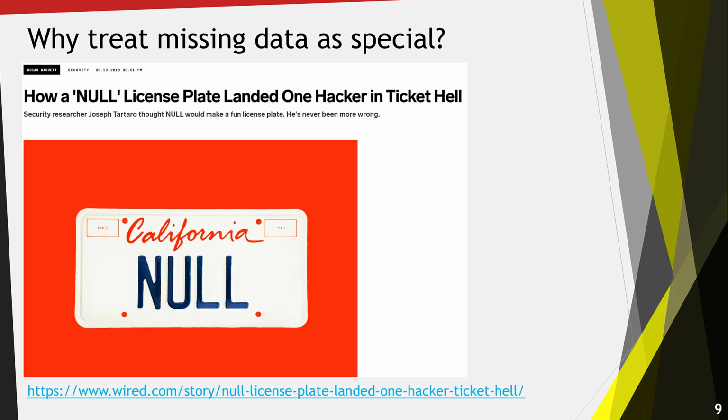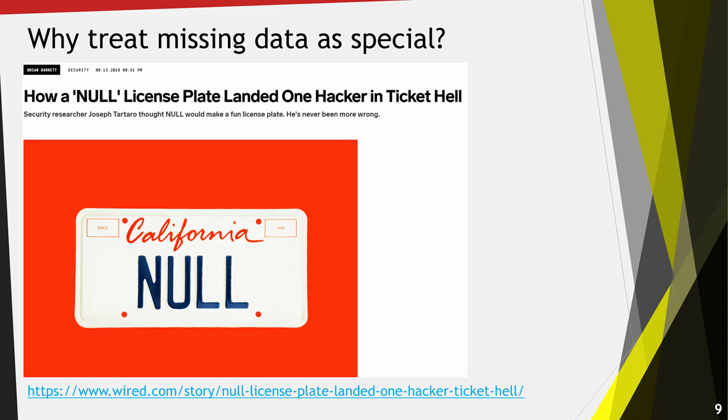As one example, there was an article in Wired a couple of years ago about how someone decided to make their California license plate the custom plate null, N-U-L-L. It turns out null is a special value used in many databases to represent missing data. When his license plate was entered in these databases, it matched every occasion where there was no information about the license plate, and he started getting tickets mailed to him for every occasion where the police recorded a ticket but did not record the license plate number.